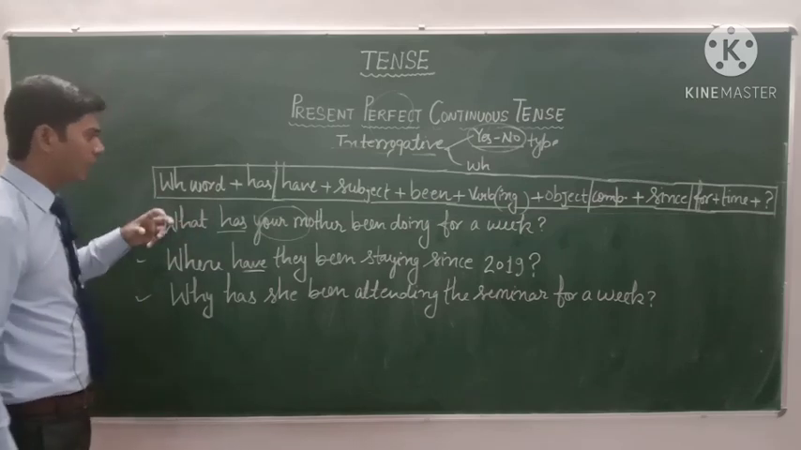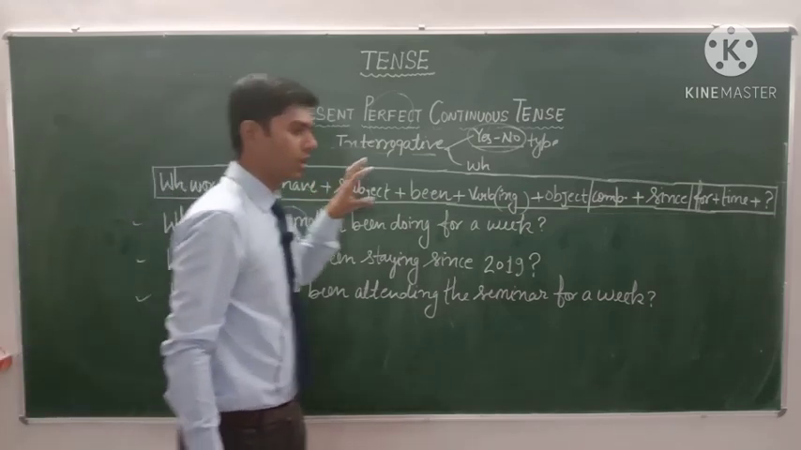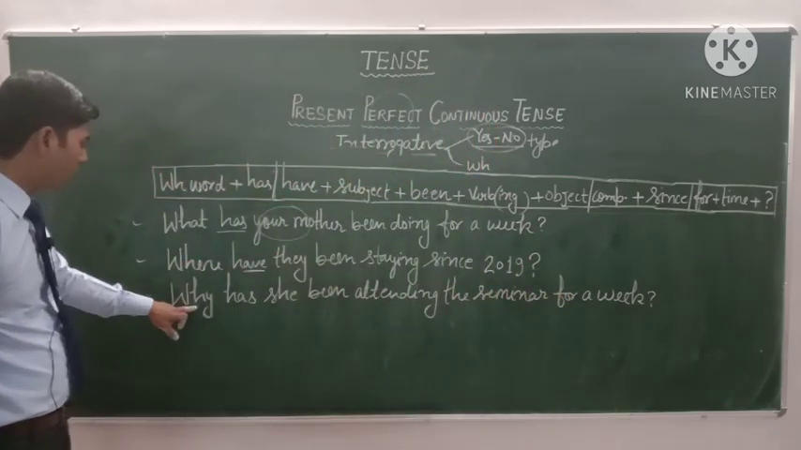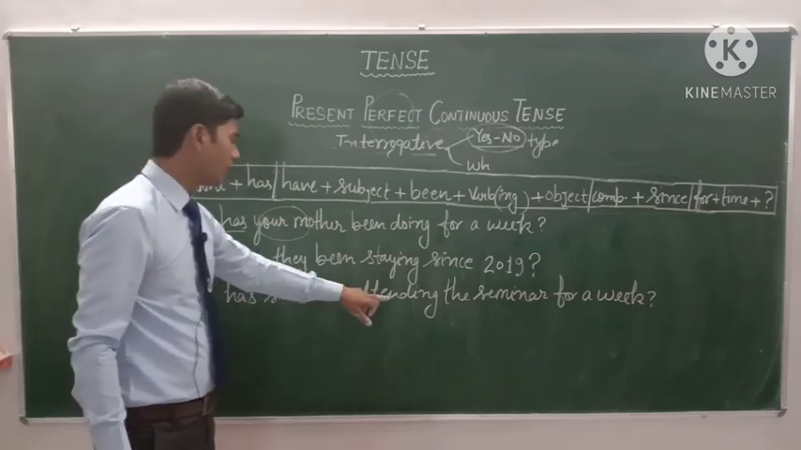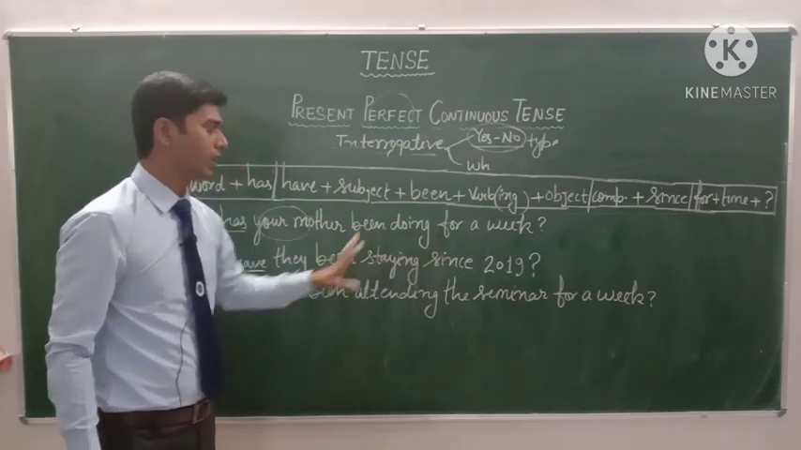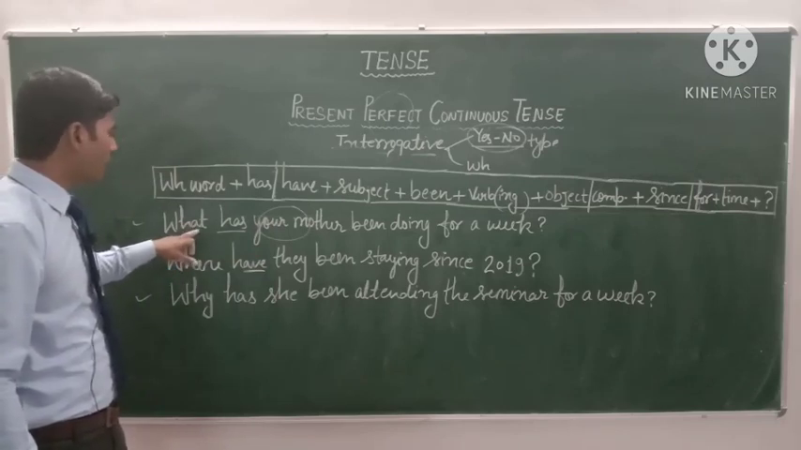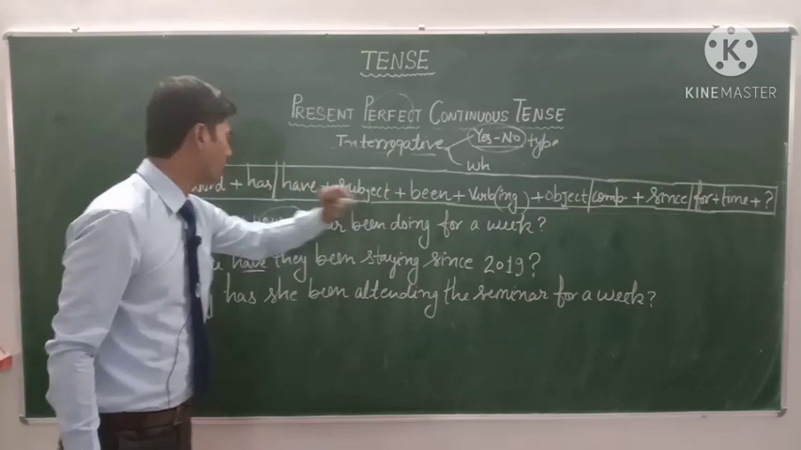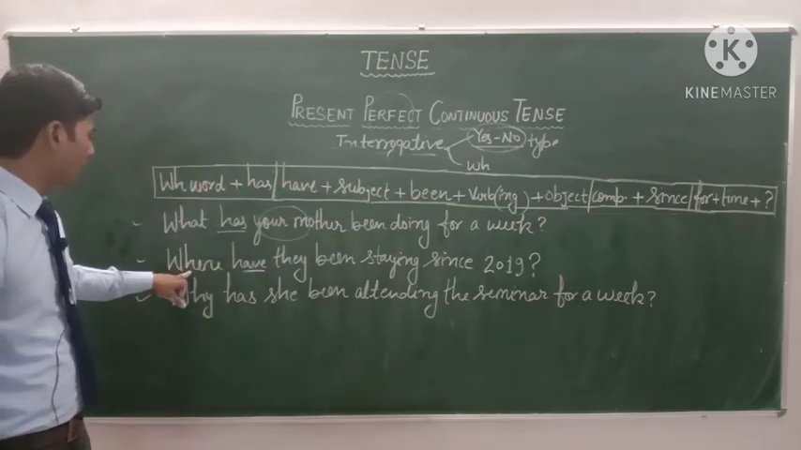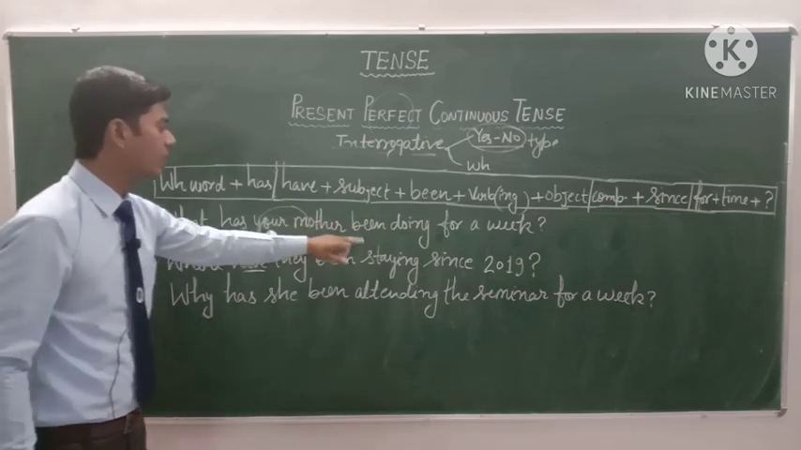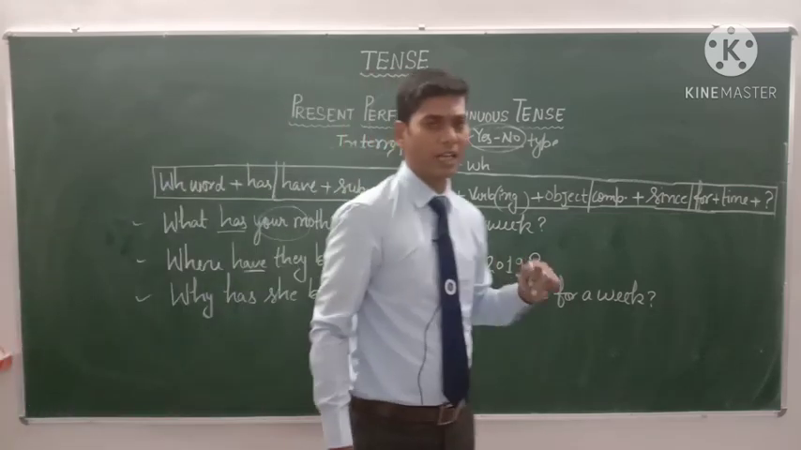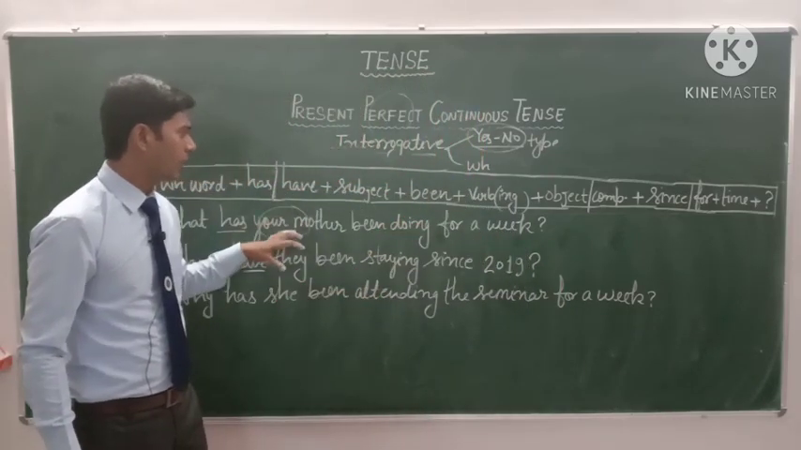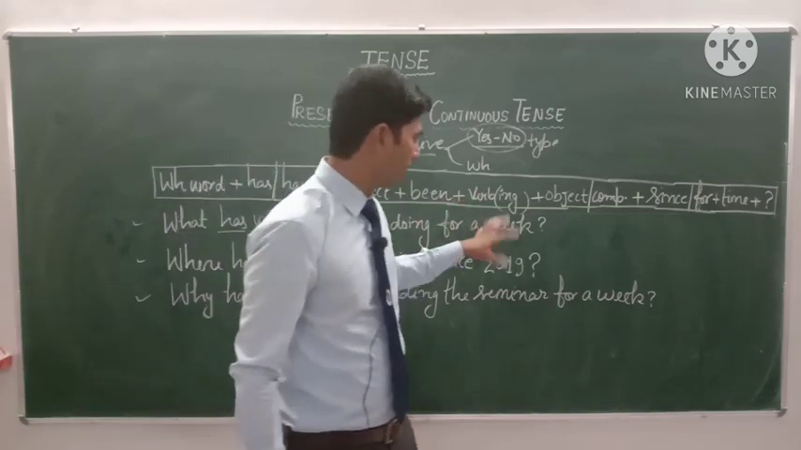If we want to add not in this sentence in the WH type, we should insert the word not here. Why has she not been attending the seminar for a week? Like this, you can add this. What has your mother not been doing in a week? Where have they not been staying since 2019? Like this. Okay, I hope it is clear to you all.